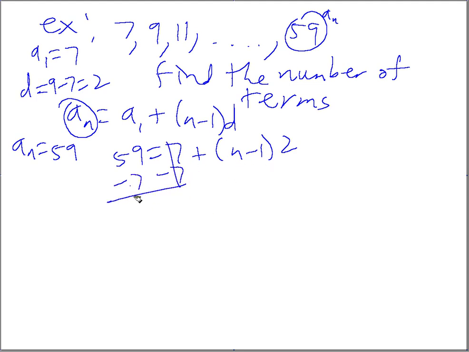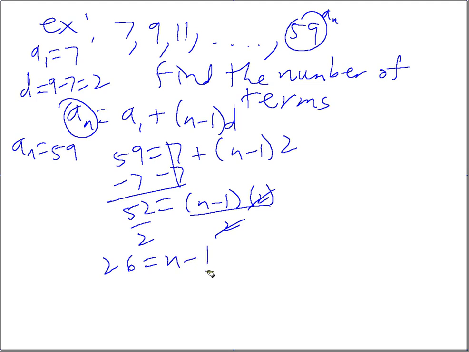Solve it any way you like, right? So 52 is equal to n minus 1 times 2. All right. Just divide both sides by 2 here. So divide out the 2. So that's 26 equal to n minus 1. So adding 1 to both sides, we see that 59 is the 27th number here, right? So n is equal to 27. So that's the 27th number on this list.